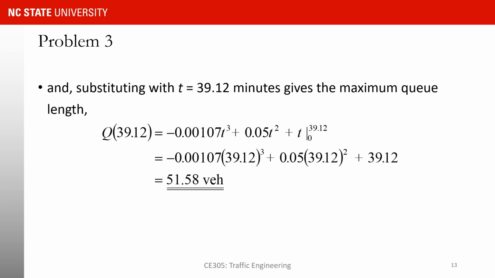So you're not done there. You need to find the actual queue length. So you need to plug 39.12 into the equation for Q. When you do that, the maximum queue length is going to be 51.58 vehicles.